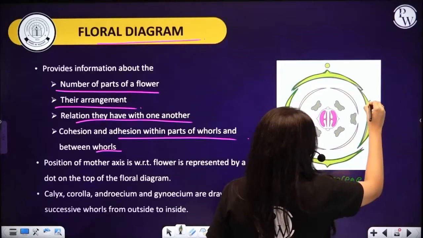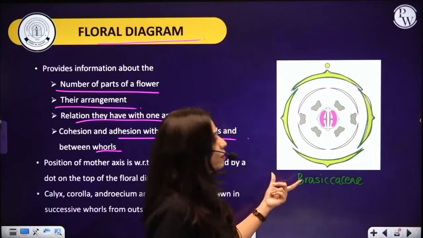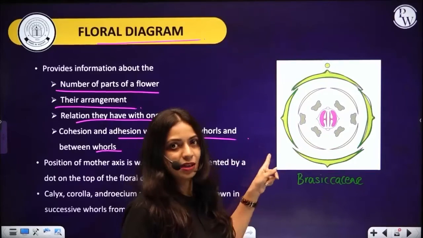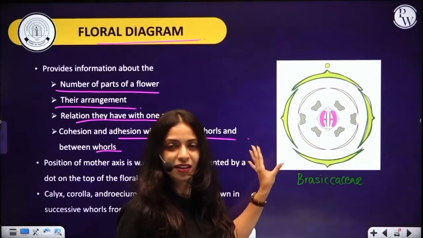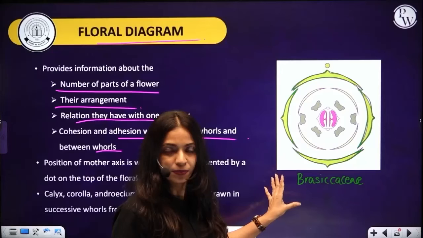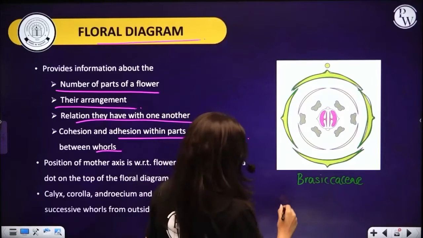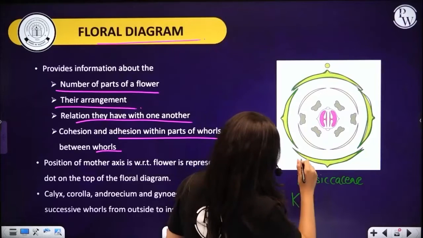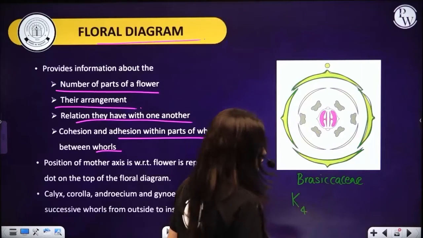So there are 4 sepals here. Outermost whorl represents the sepals. How do we write it in the form of a floral diagram? We write it as K for sepals. There are 4 in number and they are not fused, so you write K4.